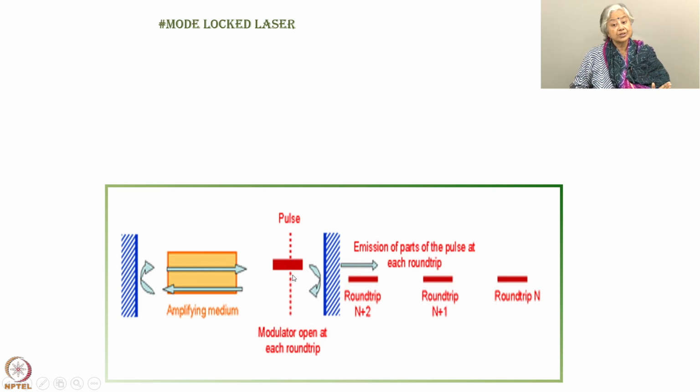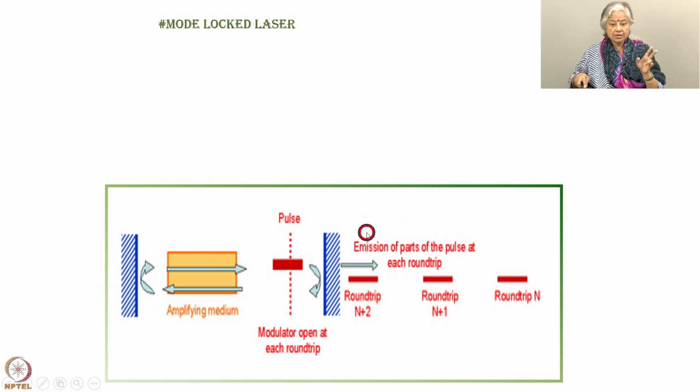Till now, I have not described what this shutter looks like. It is a very special shutter. It is definitely not a steel mechanical shutter. It is an optical shutter, which has a certain mechanism to it. Okay. So, this is what the shutter looks like. And then you have a pulse which is coming out here, emission of parts of the pulse at each round trip. Now, again in the second round trip, again this shutter modulator opens and then closes, and again you have one more pulse.